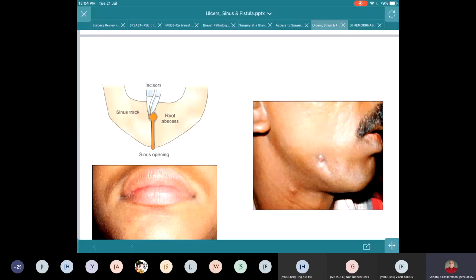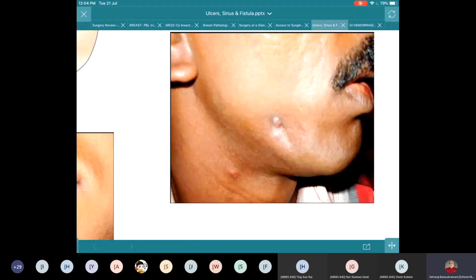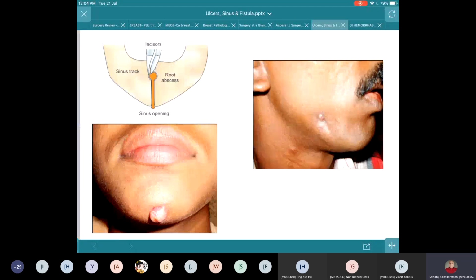Yeah, and here you are seeing a sinus over the mandible. Through the sinus, you are seeing some small bony spicules coming out. So what is your diagnosis in this case? This sinus is attached to the underlying mandible. Yes, can you tell me? This is osteomyelitis of the mandible. That is why bony spicules are coming out.